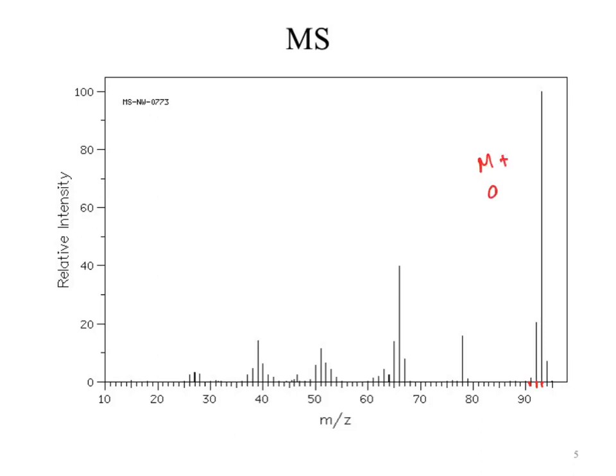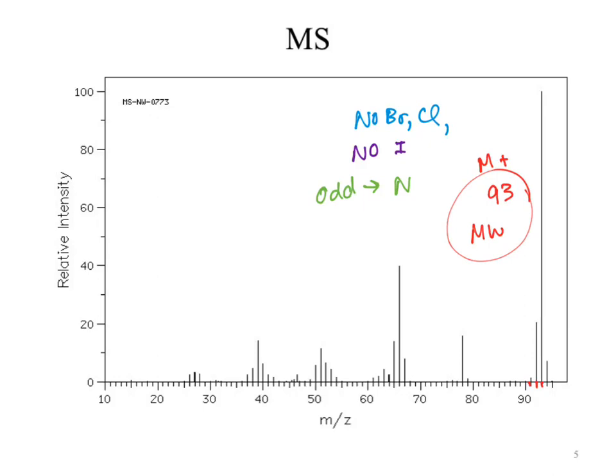We got our M plus showing up at 93. Did I count that right? Yeah, 93. What does that mean? This is the molecular weight of the compound. It's 93. Anybody else get anything else? There's no M plus 2, which means no bromine, no chlorine. It's under 126. No iodine. It's odd, so we have at least one nitrogen.